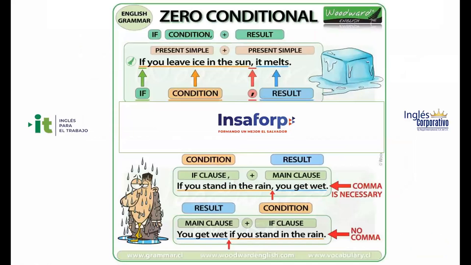We have the if condition plus the result. And both are in the present simple. If you leave ice in the sun, that is the condition. It melts. Okay, si dejas el hielo en el sol, se derrite. Okay. More conditions. Now, conditions and result. If you stand in the rain, coma, you get wet. Si te quedas debajo de la lluvia parado, if you stand in the rain, you get wet. Se mojará. Se moja. Te mojas. No es futuro, sino que es el presente simple, algo que pasa. You get wet if you stand in the rain.